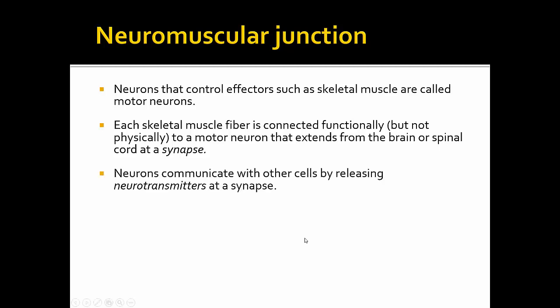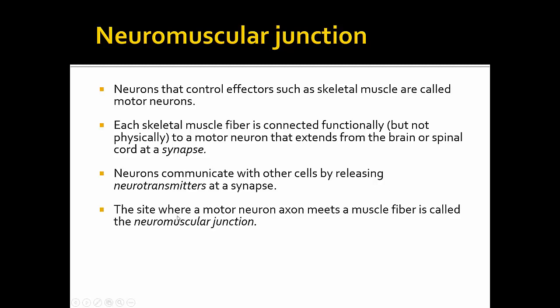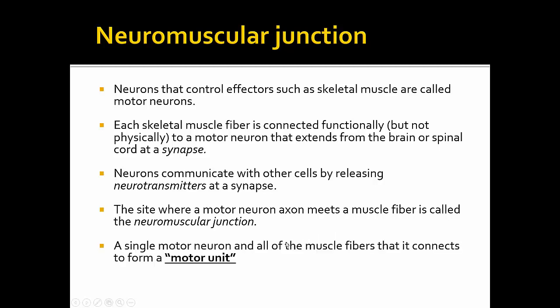Neurons in general communicate with other cells by releasing something called a neurotransmitter at a synapse. So they communicate with skeletal muscle, smooth muscle, glands, tissue, other neurons, anything else they want to communicate with. They use these chemicals called neurotransmitters. They release them at a synapse, and the chemicals have their effect on whatever cell they're going for. The site where the motor neuron axon, okay, so that's the end of the motor neuron, meets the muscle fiber is called the neuromuscular junction.